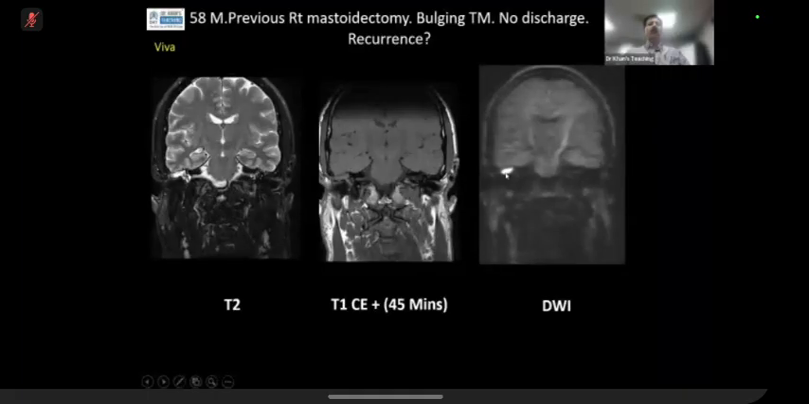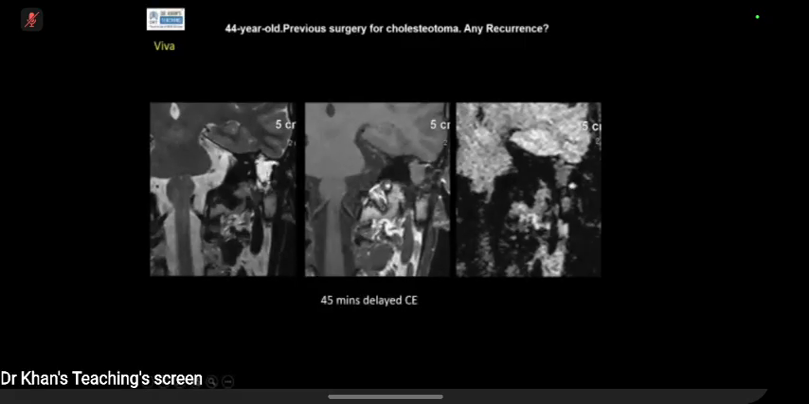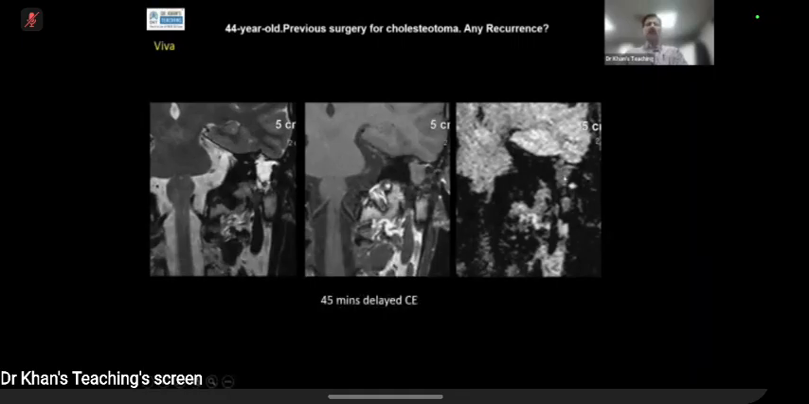So the use of MR has become more prevalent. Initially, it was just in post-surgical cases. Now people are using it. We have also used it many times just to diagnose. So this was one case. Another case, candidate 3, for you. This is post-surgical cholesteatoma, any recurrence? So you can see this T2, this is delayed post-contrast, and this is DWI. Over to you.